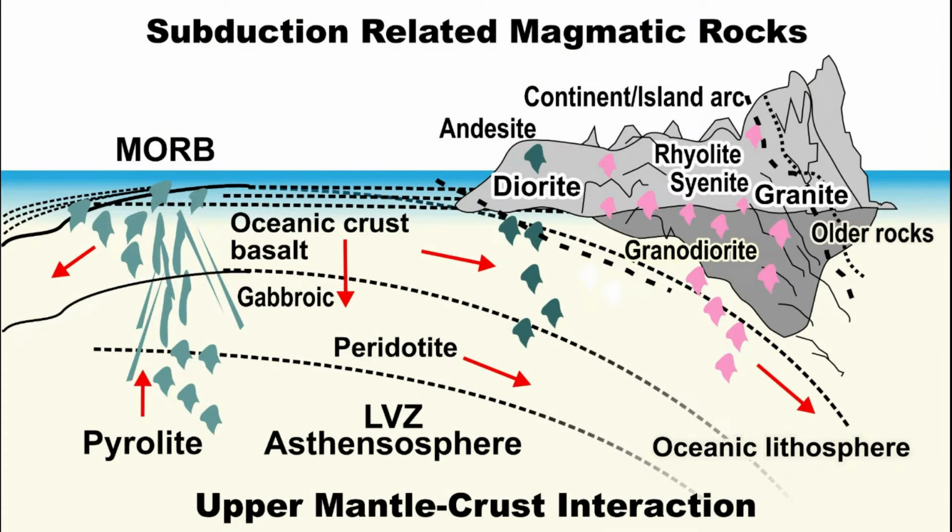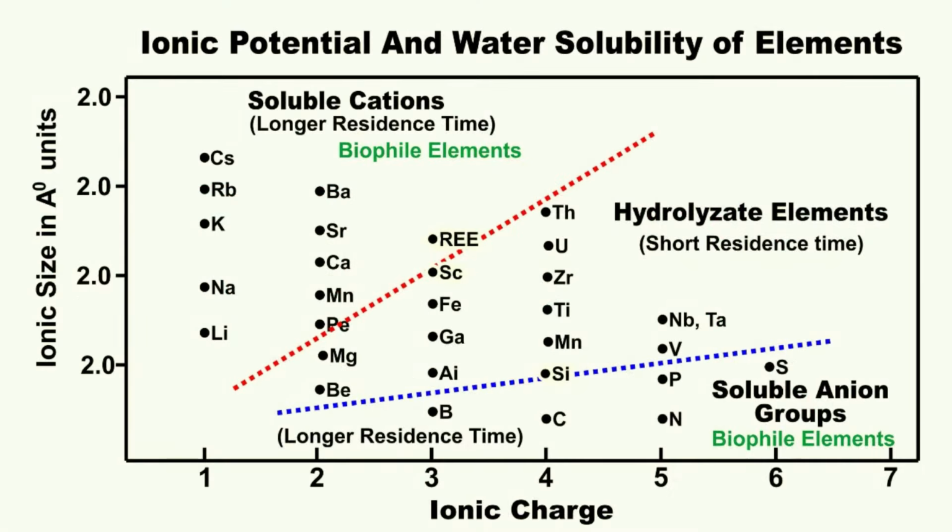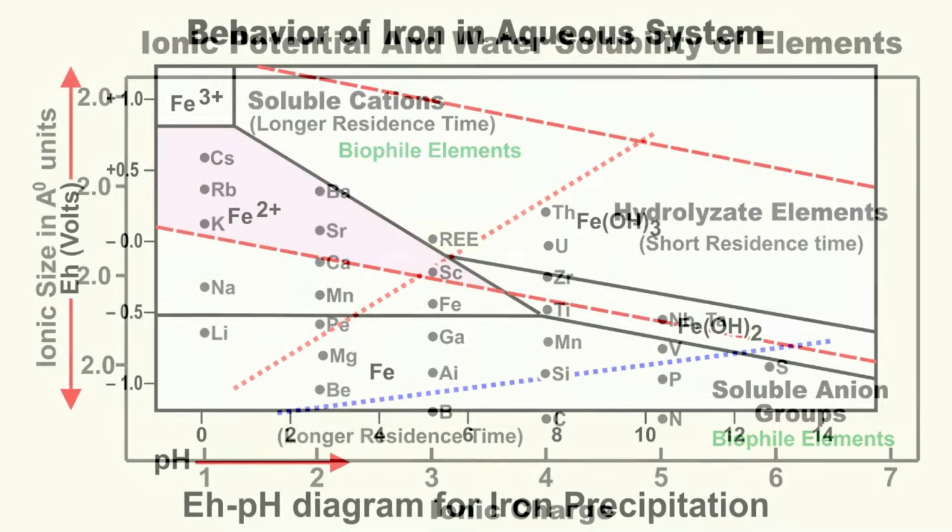There are many other valuable elements, though, like the rare earths or the lanthanides, uranium and thorium, which precipitate as hydrolysates in specific conditions and form economically viable sedimentary deposits.